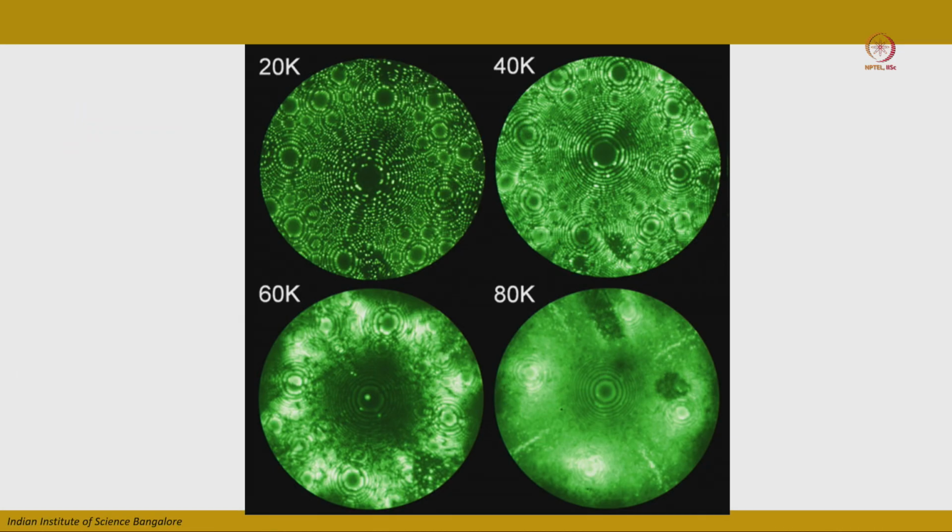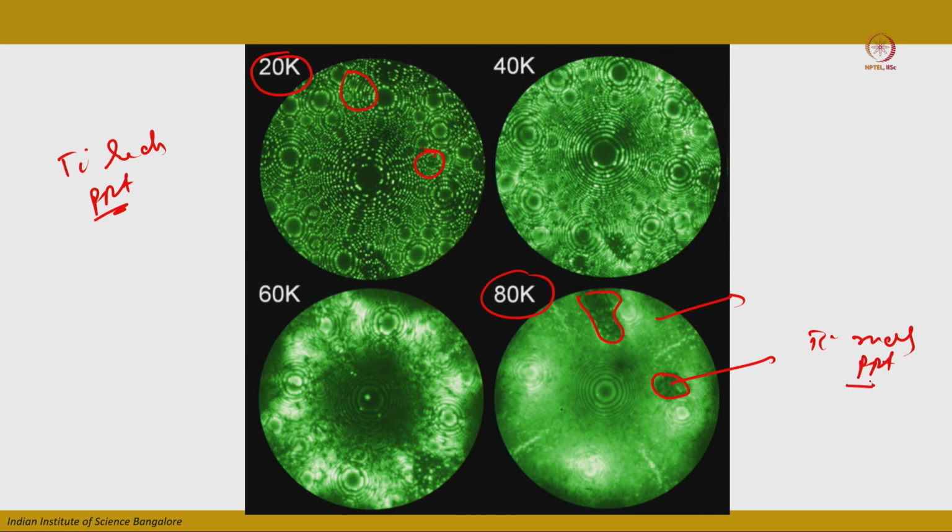In this image you can see that this particular image is taken at 20 Kelvin and this particular image is taken at 80 Kelvin. Here, in this location, we do not see any precipitate at 20 Kelvin. However, in this other image, you can see a contrast which is related to a titanium-rich precipitate in an alloy.